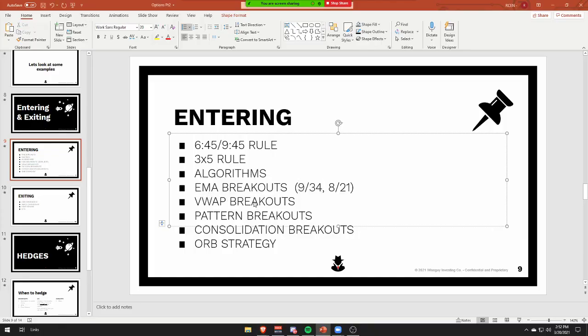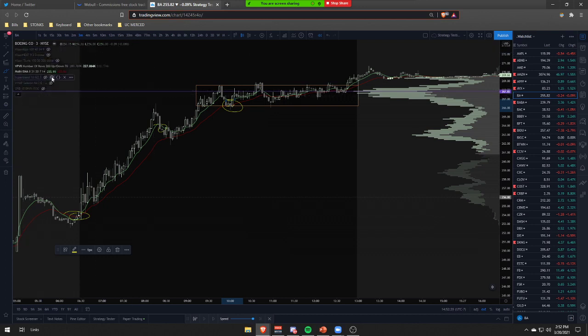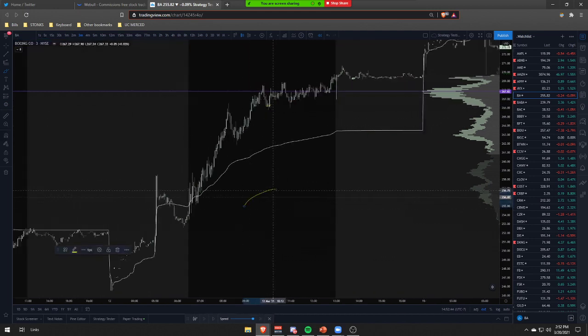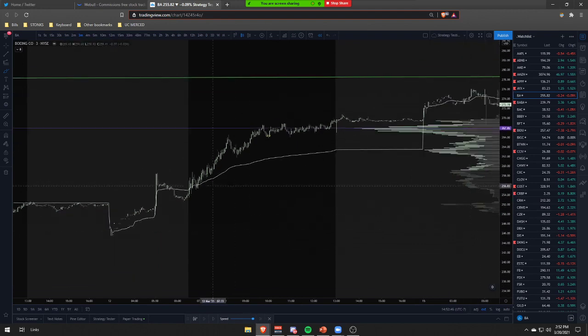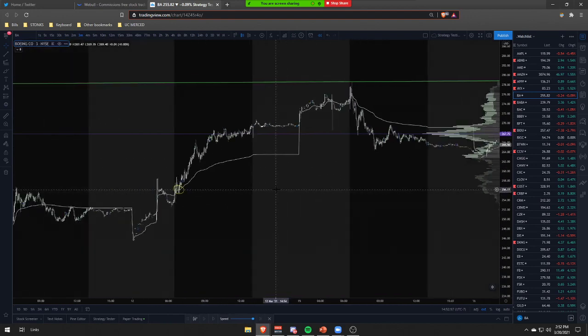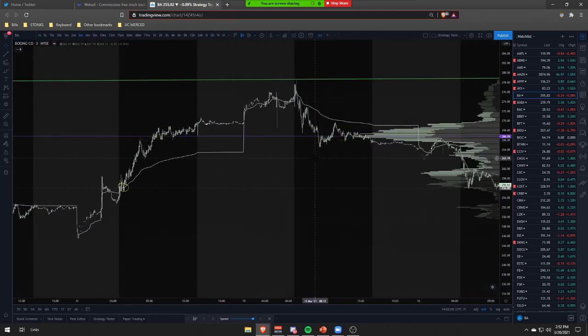VWAP breakouts. Some people use VWAP to trade. Let's see. Take this off and just leave VWAP. All right. So same thing here. Anytime a break of the VWAP or a retest of the VWAP is when people enter. And then your take profit points are literally anywhere, right? Anywhere where you see fit. You just don't want it to ride all the way back down.